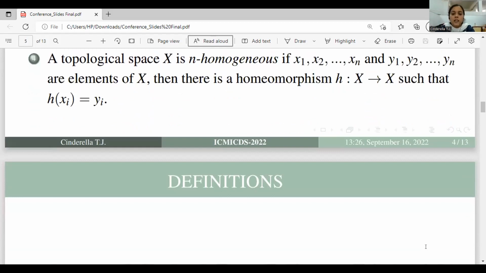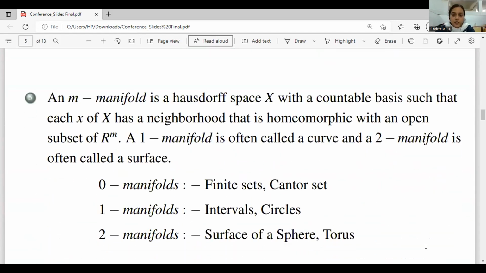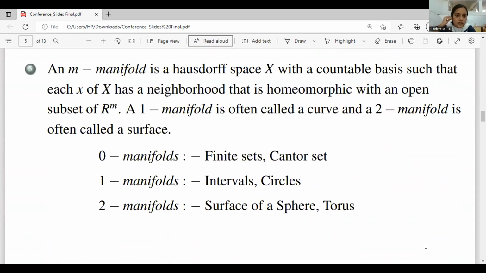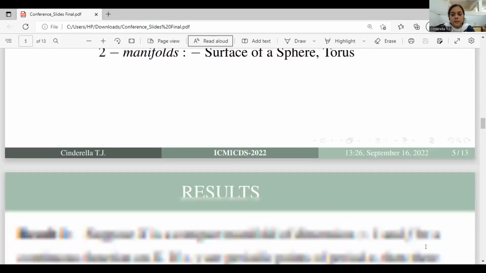Now, moving to the last definition, that is manifolds, or in general, m-manifold. We say that an m-manifold is a Hausdorff space with a countable basis such that each point has a neighborhood that is homeomorphic to an open subset of R^m. A one-manifold is often called a curve and a two-manifold is often called a surface. As examples, finite sets and Cantor sets are zero-manifolds, intervals and circles are one-manifolds, the surface of a sphere and the torus are two-manifolds.